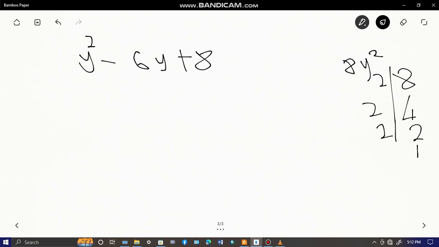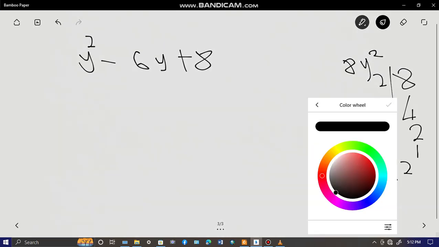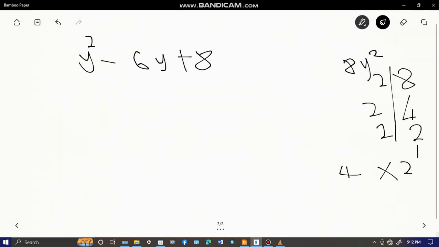If you look at this, what combination will give us an 8, and then the addition will give us a 6. If we do 2 times 2, we get a 4. 4 multiplied by 2 will give us 8. Now let us look at 4 plus 2. It will give us a 6.